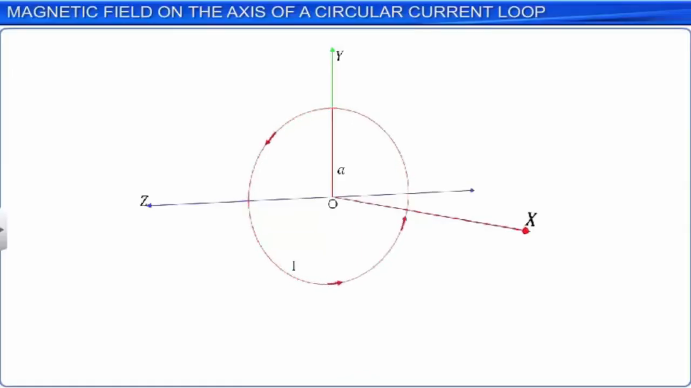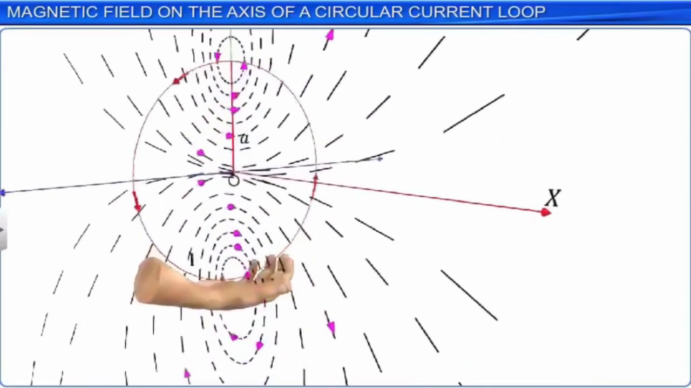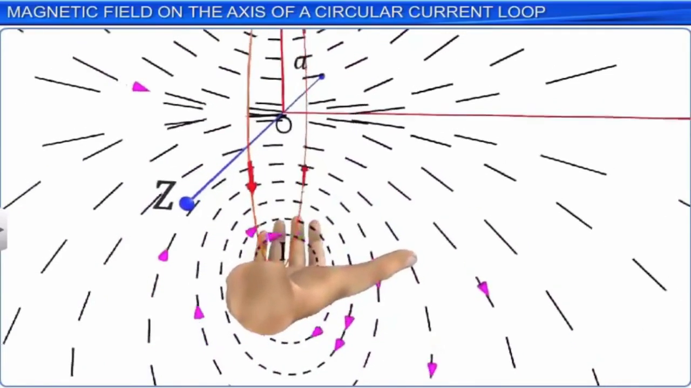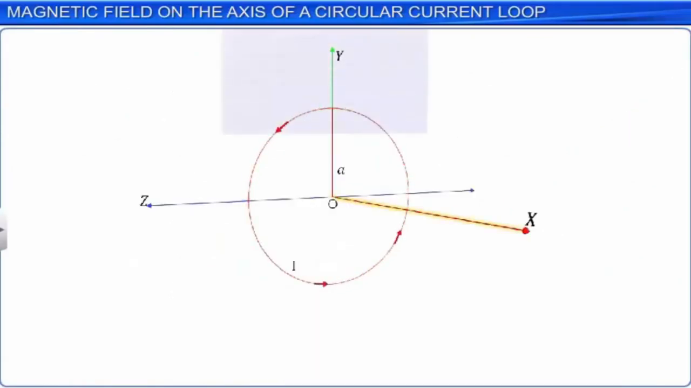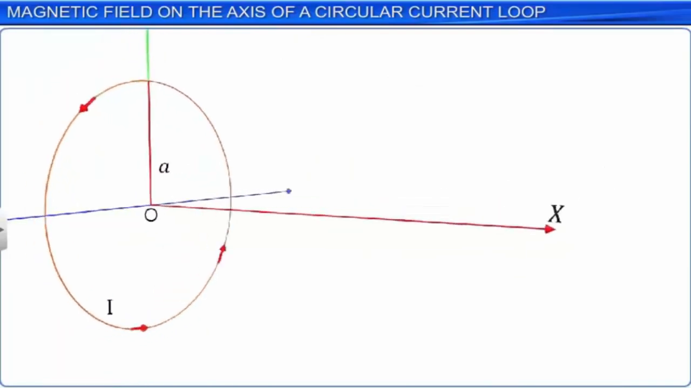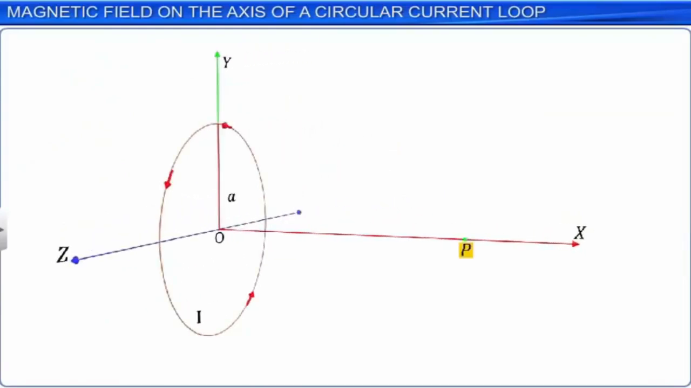Let us start the animation. Current produces a magnetic field whose directions are given by Ampere's right hand thumb rule. See the magnetic field lines expressed in this way in the figure. Now the x-axis is the axis of the loop, which is always perpendicular to the plane of the loop. Consider a point P on the axis of the circular loop at a distance x from the center of the circular loop.